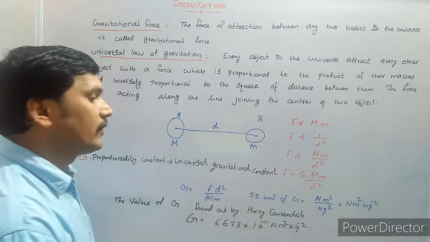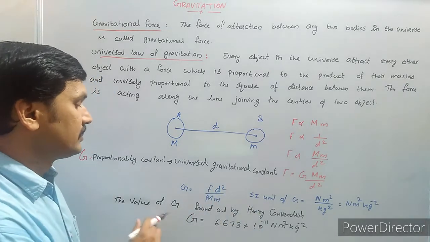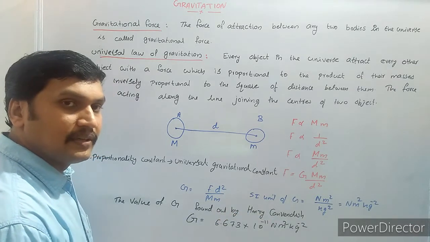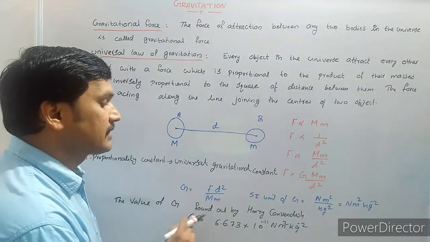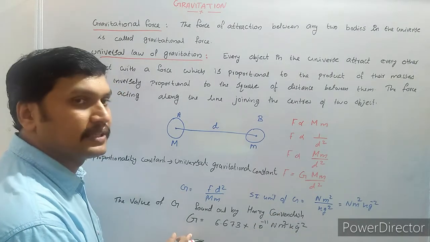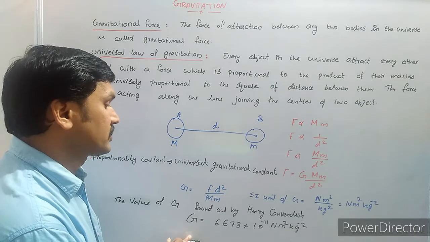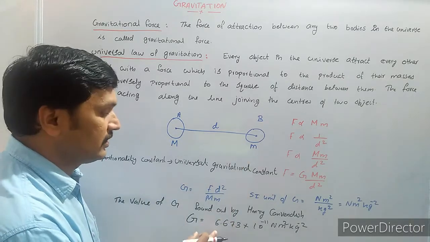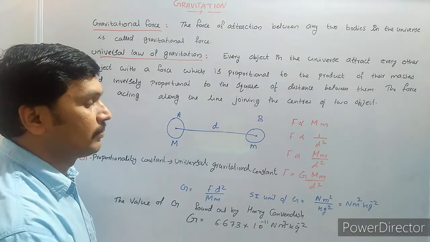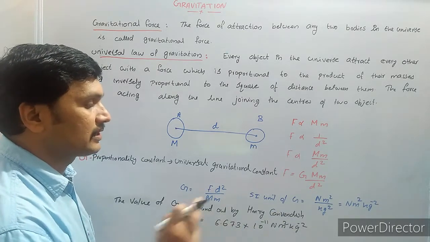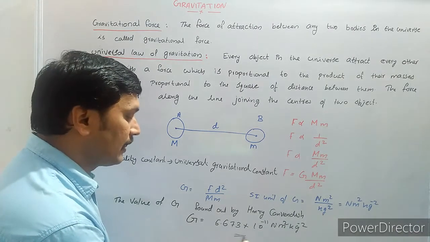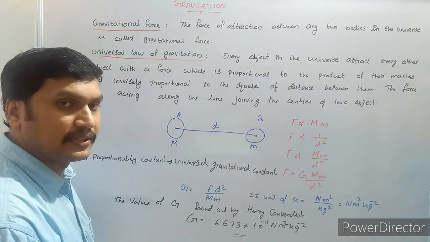And the value of the gravitational constant G was found by Henry Cavendish. The value of capital G is a universal constant. The universal gravitational constant is 6.673 into 10 raised to -11 Newton meter square kilogram raised to -2. That's the value of capital G, the gravitational constant.